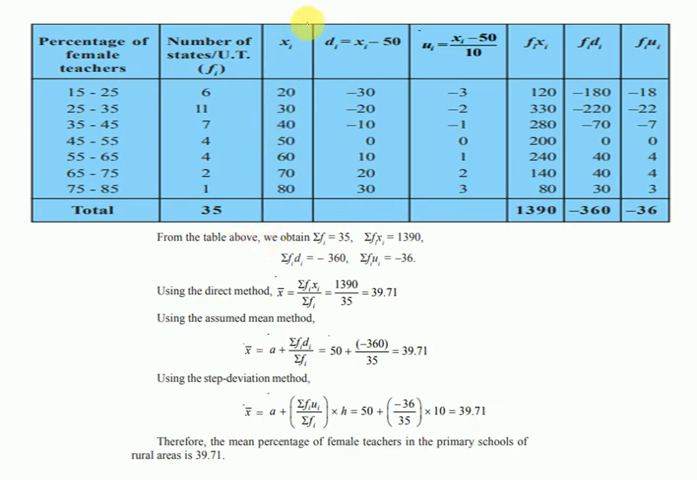Why? Because you just have to find the xi and then do fixi. You do not have to do these two things, right? Now in the assumed mean method you have to find xi and also di, but you do not have to find the ui, right? So this is in second number. And the third, you have to find xi, di and ui, all of the three, right? And then you get the value. So these were the three methods, and you should use the step deviation method most because it will give you full marks.